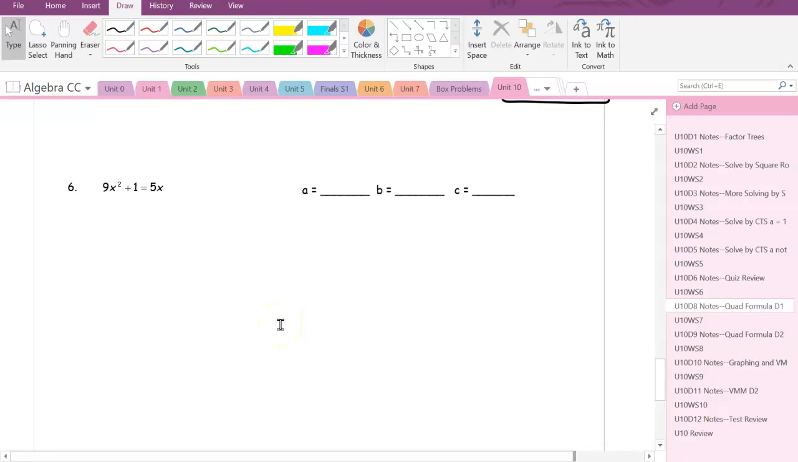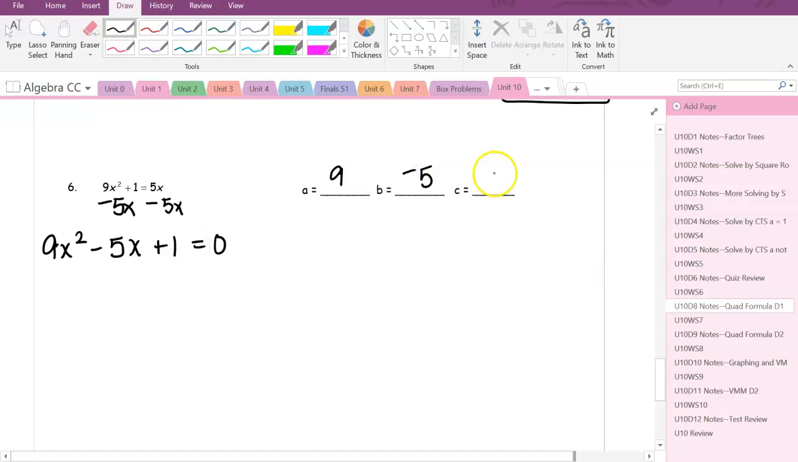All right, one more problem, number 6. First thing we always have to do, whether you're using your calculator or Desmos, is get our equation into standard form. So we'll start by subtracting this 5x over. Notice this is going to be your b value. It has your x with it. So when you rewrite this, you have your 9x squared minus 5x plus 1 equals 0. Your a value is 9. Your b value is negative 5. And your c value is 1.